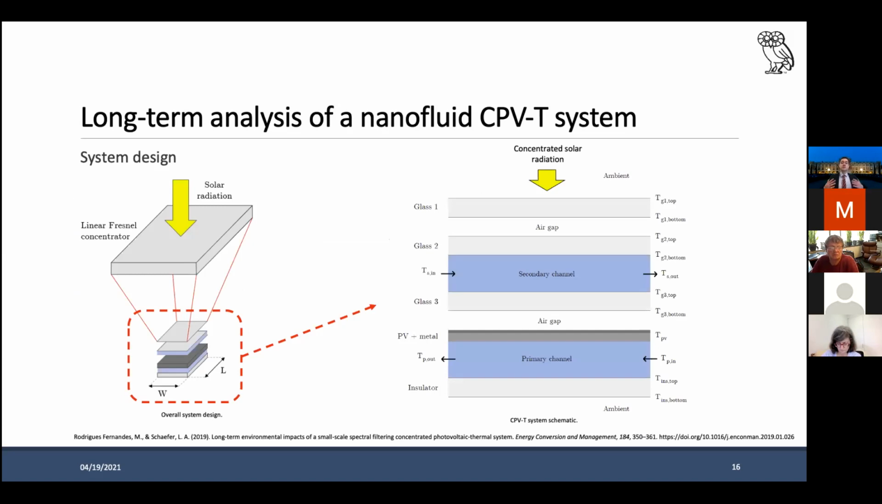The design of the CPVT system in this work is very similar to the schematic that I showed earlier. The main difference is the addition of a primary channel below the solar cells, which in this case is used to absorb any thermal energy generated by the solar cells. The fluid coming out of this primary channel is redirected to the secondary channel, where the nanoparticles in the system can absorb sunlight as heat.